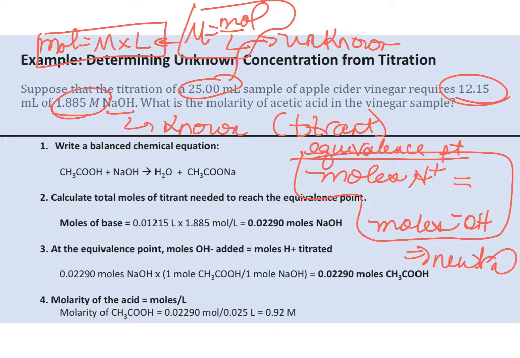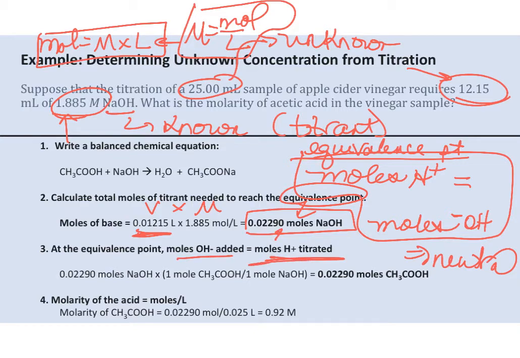So we're going to convert the milliliters to liters. We were given 12.15 milliliters. And so that's our volume. We're going to multiply that by the given molarity of the known, the titrant, 1.885. And that will give us the moles of the sodium hydroxide that were required to reach the equivalence point. Okay, moles of titrant required to reach the equivalence point. So it means that that is the same number of moles of the acid or hydronium ion, right, that had to be neutralized in the Erlenmeyer flask.